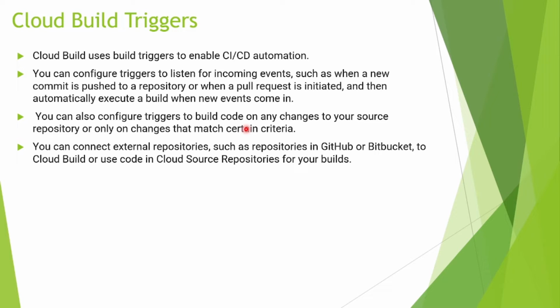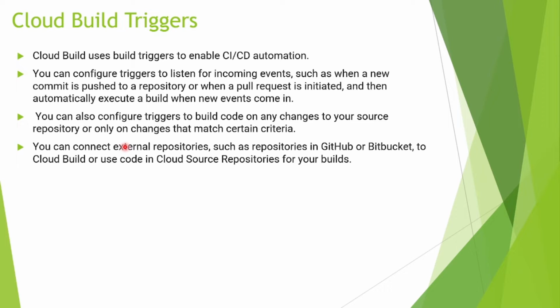Like if you push something into your branch, or if you have created a pull request, it will automatically build code on those changes. Or we can even create triggers to match certain criteria, like if this file is changed then only the build will trigger, or if you want to ignore some file we can do that also.